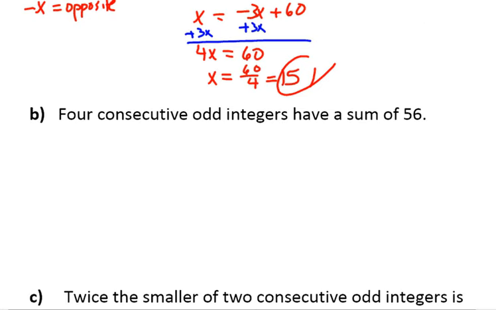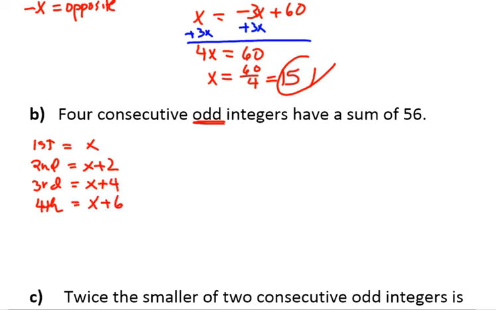B says, this is, I guess, the next one. It's like we did the A, and I'm going to do the B. So 4 consecutive odd integers have a sum of 56. So I've got a first, a second, a third, a fourth. And the first one's x, and since it's odd, the next one's going to be x plus 2, x plus 4, and x plus 6. They have a sum of 56, so I'm going to add them all up. So x plus 2 plus x plus 4 plus x plus 6 is equal to 56.